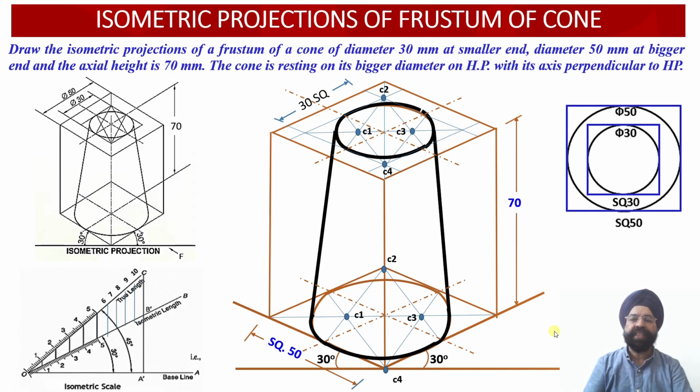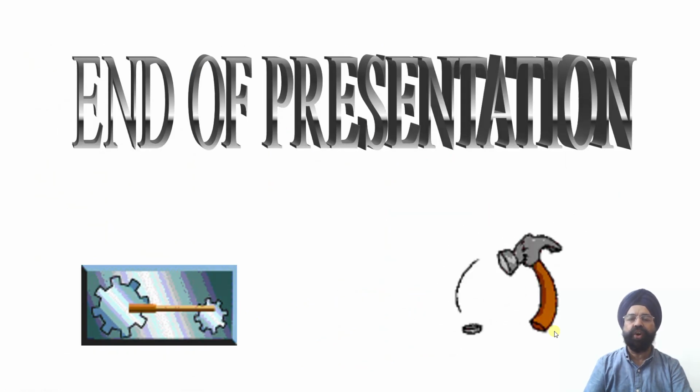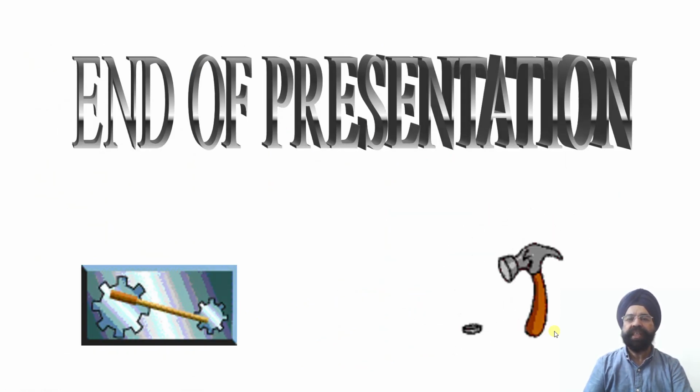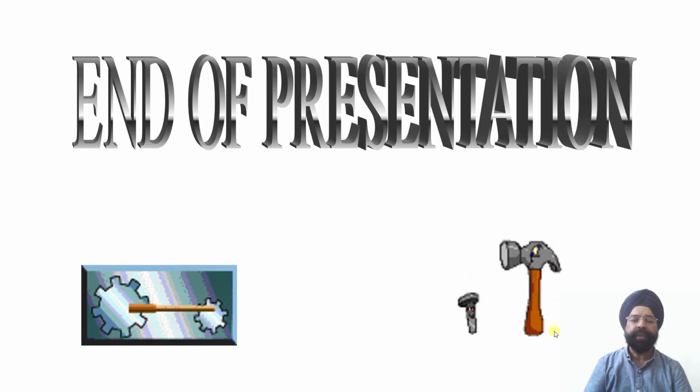So this is the way we can go about constructing the isometric projections of a frustum of a cone which has been cut by a cutting plane parallel to the base of the solid or the base of the cone, right? So this is all for today. This discussion will help you to develop a proper understanding about the construction of isometric projections of the frustum of the cone. So thank you very much.